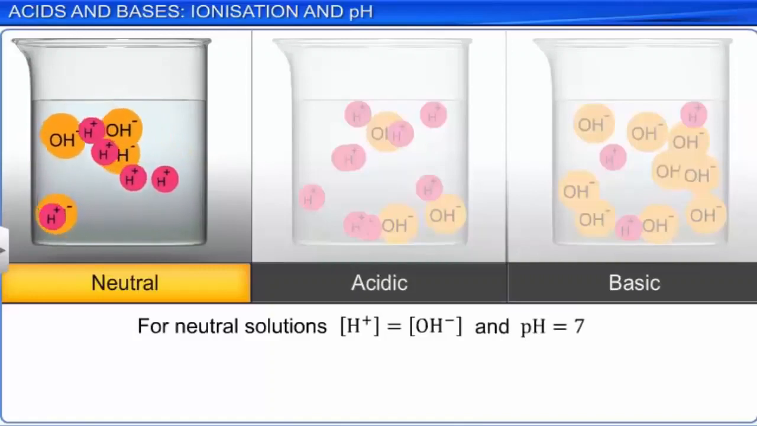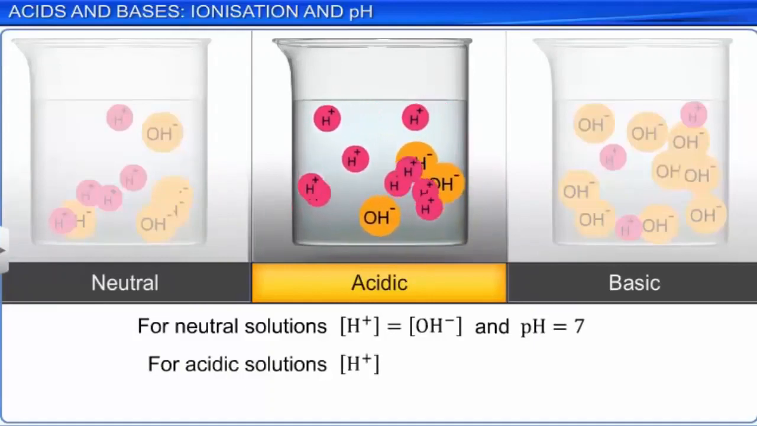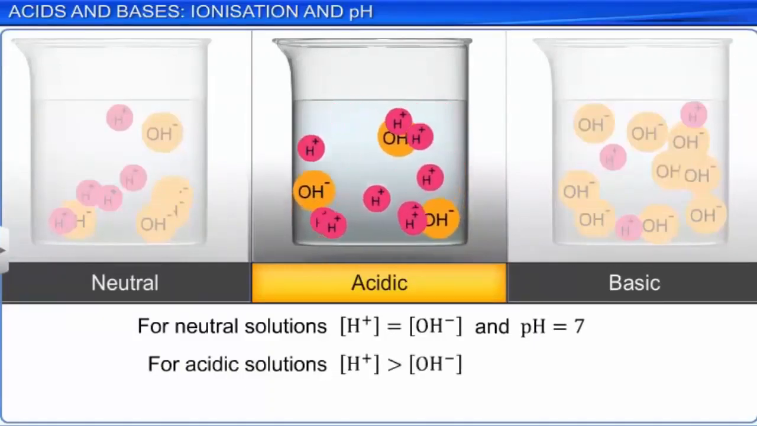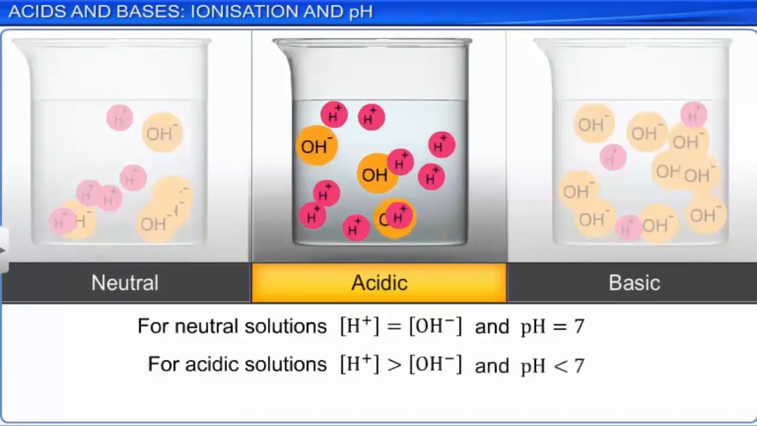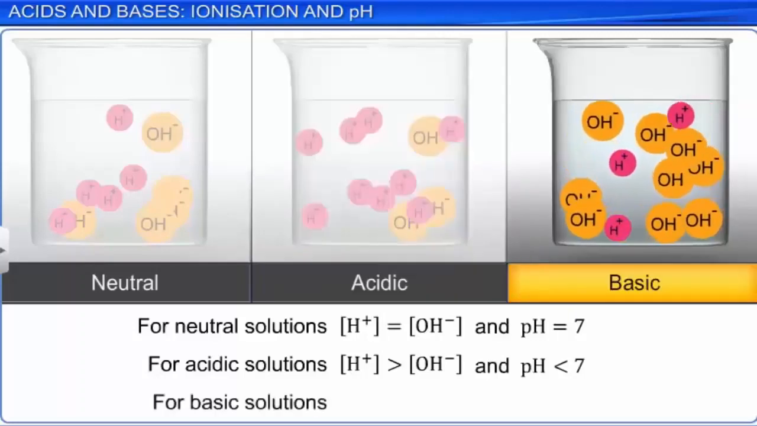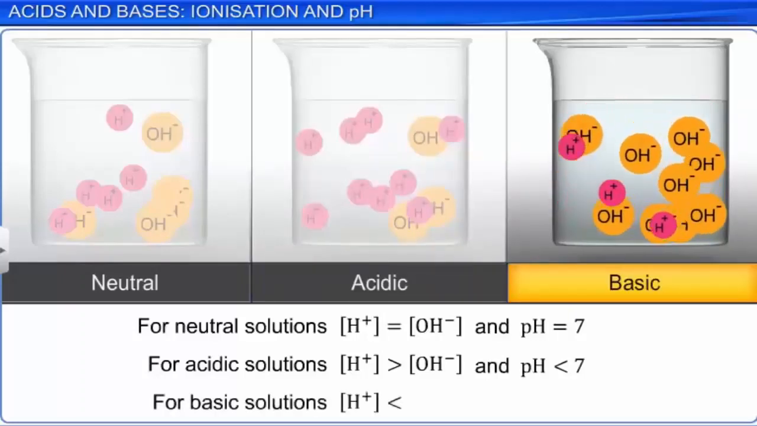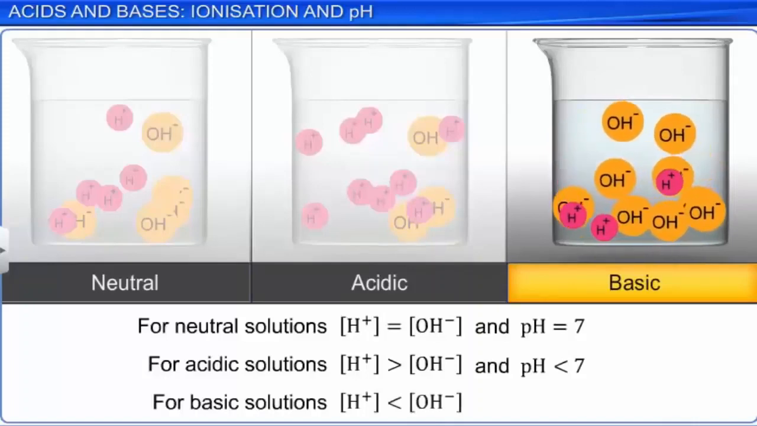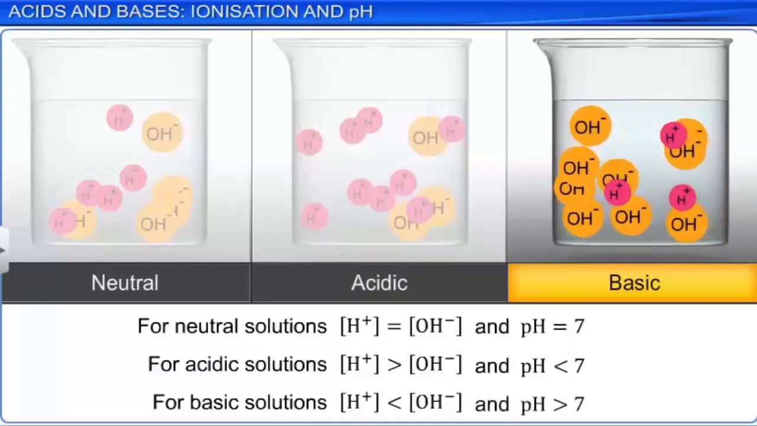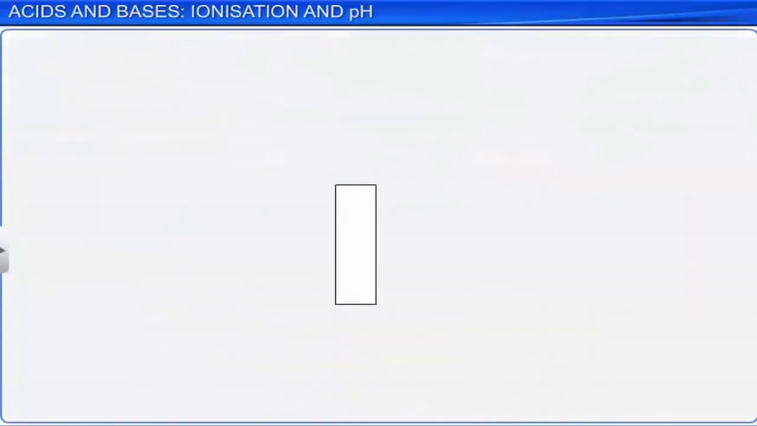For acidic solutions, the H plus ion concentration is greater than the OH minus ion concentration, and the pH is less than 7. For basic solutions, the H plus ion concentration is less than the OH minus ion concentration, and the pH is greater than 7. The pH of some common substances is shown here.